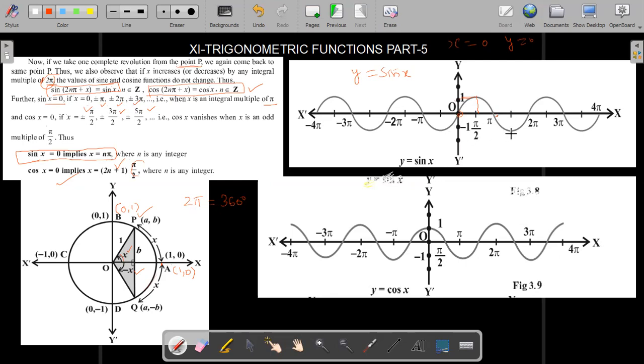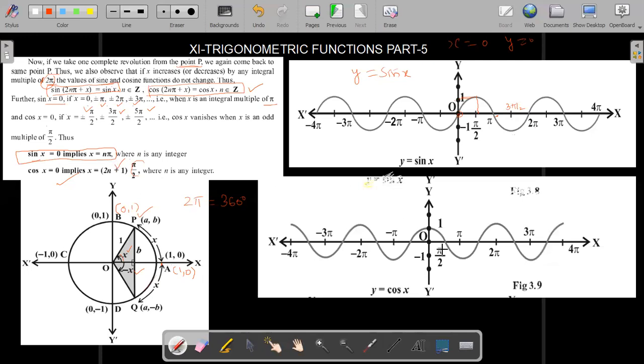Then here minus 1, at pi by 2, pi, and 3 pi by 2. At 3 pi by 2, it again becomes negative, and at 2 pi positive. Like this, with a difference of pi by 2, you will get the graph like this, and also on this side.